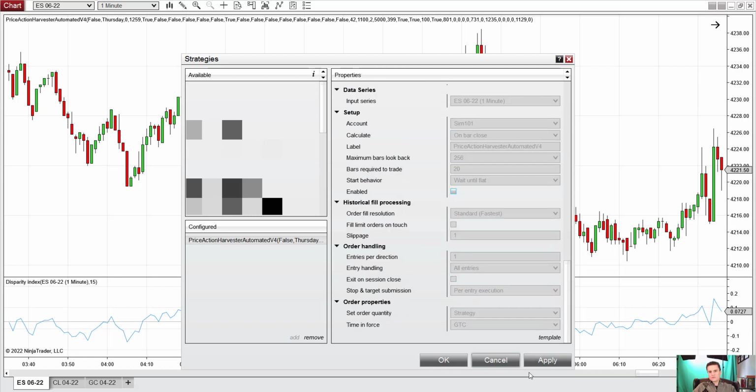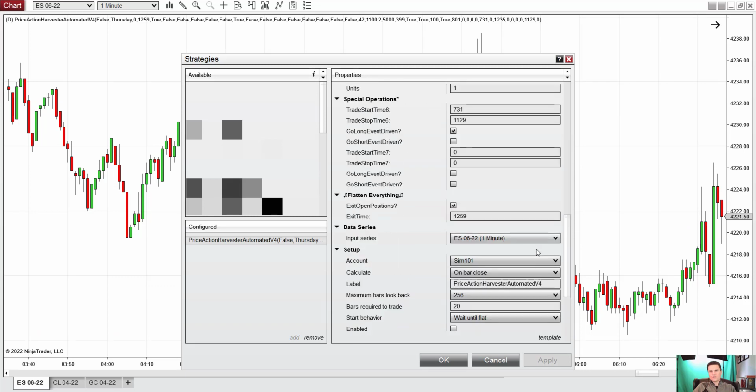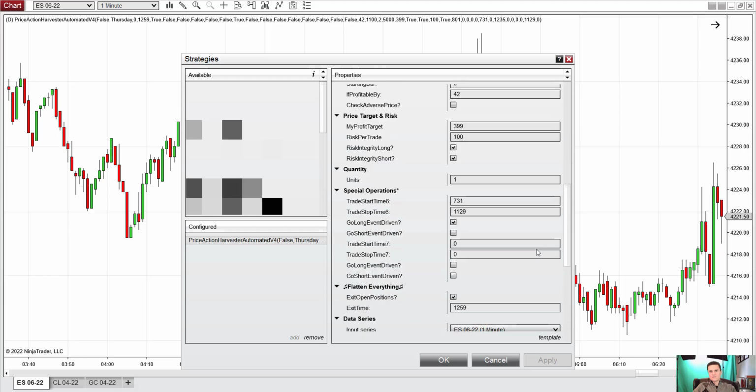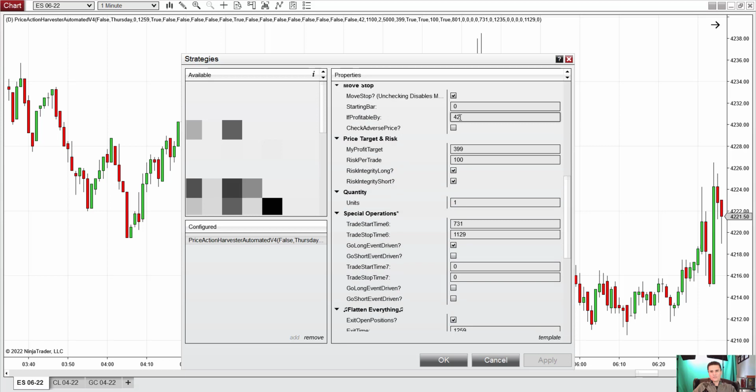Let's go disable this, apply. So you saw me put 42 here, right there for move stop. 42. That's where I got my 42. It's based on recent historical price action of the initial balance, which is the most volatile period of the trading day, of the last 5 Thursdays.